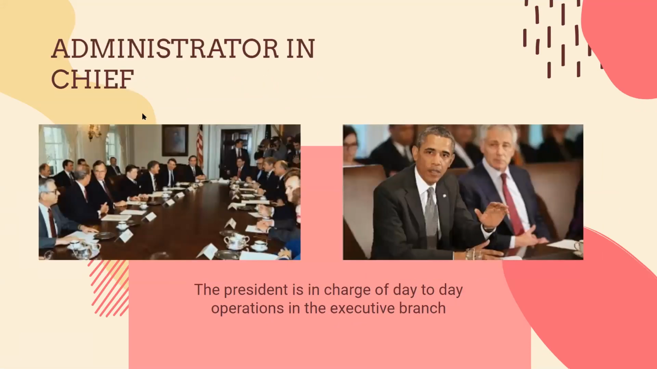Next, we have administrator-in-chief. So that basically means the president is in charge of the day-to-day operations in the executive branch. So here's George Bush. He's like directing the executive branch around, and here's Obama doing the same. So they run the executive branch pretty much.